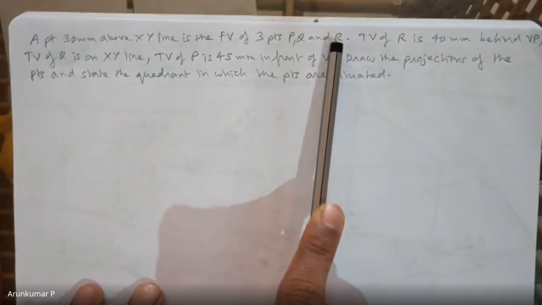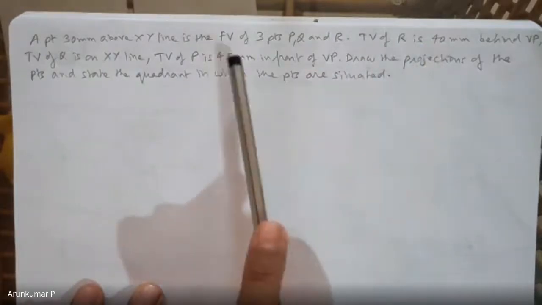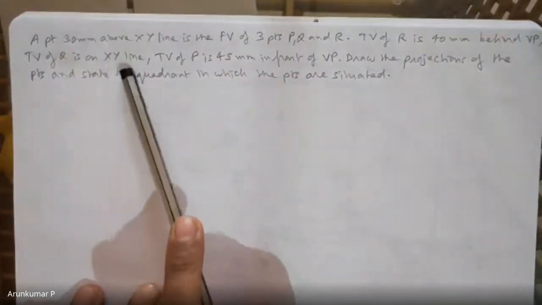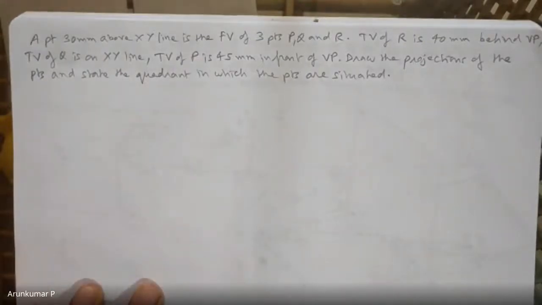This is the first. Along with this, you are also told that the top view of R is 40 mm behind VP, top view of Q is on XY, and top view of P is 40 mm in front of VP. So what do you make of these 3 points? Are all these 3 points in the same quadrant or are they in different quadrants? According to you, point P is in which quadrant?